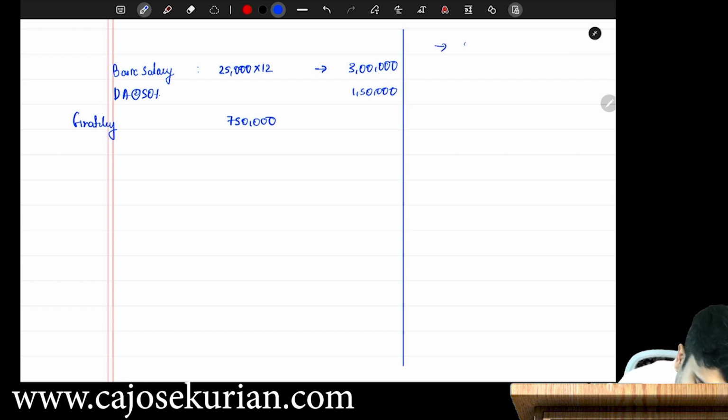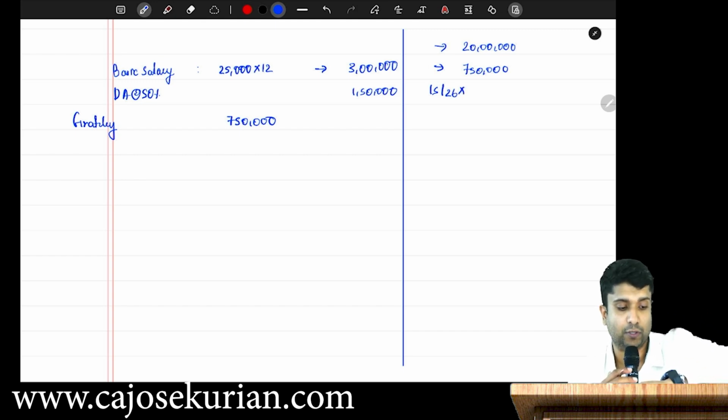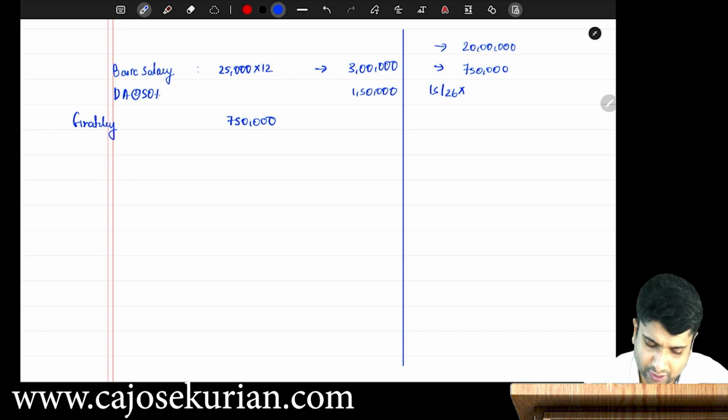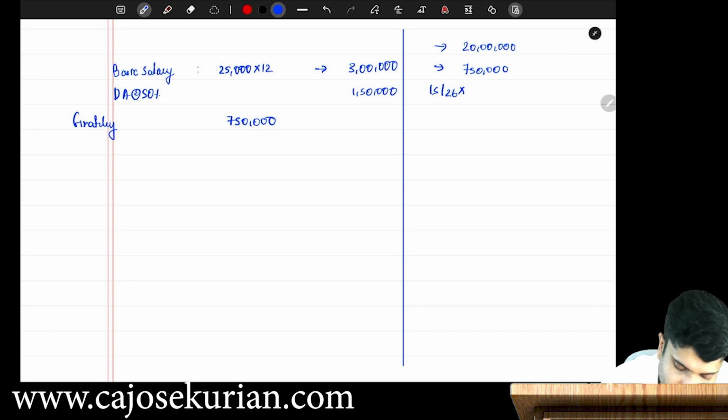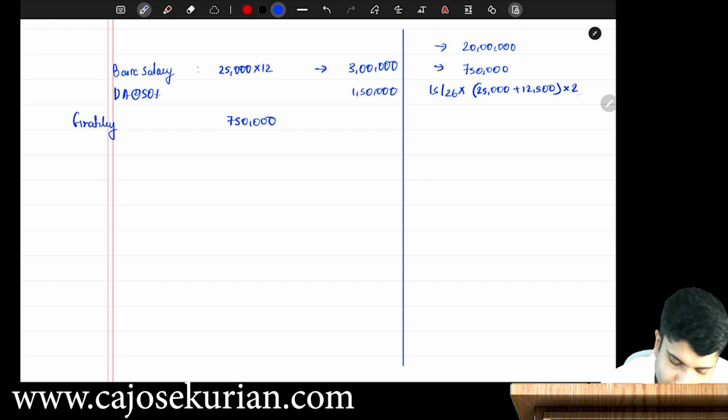So the first limit is 20 lakh, or actual gratuity received of 7,50,000, or 15 by 26 into last drawn salary. And last drawn salary will be how much? 25,000 plus 12,500, into completed years of service, 28. And can you help me with the computation? 6 lakh 5,000.